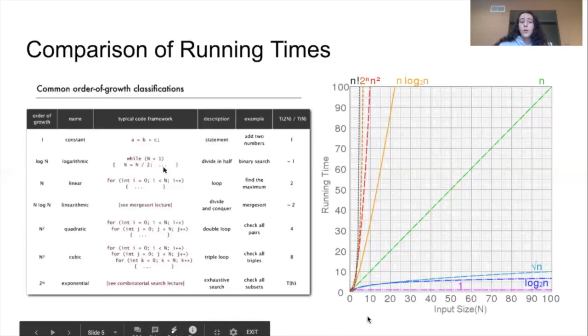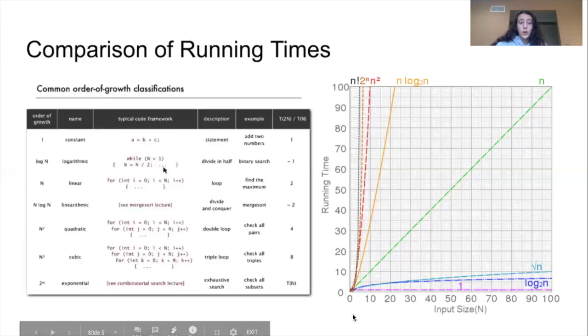Another important one is n, which is linear, and this would be a loop. So for example, if you just have a for loop through the number of points inputted, that would just be n, and that's shown here in green as a straight line with slope 1.